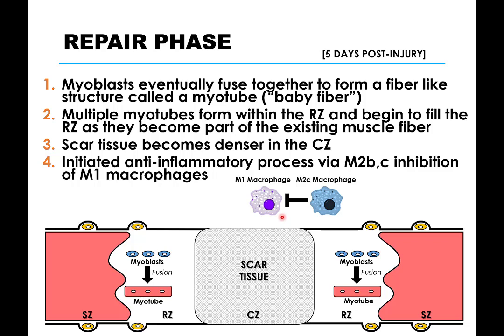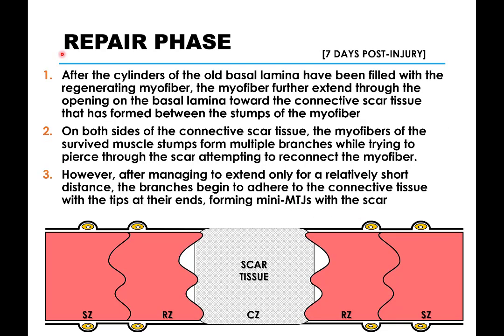This is partly mediated by the M2b and c polarized macrophages. So these macrophages are programmed to essentially inhibit the M1 pro-inflammatory macrophages. It deprograms these macrophages. You can think of the M2b and c as anti-inflammatory macrophages. Now we enter the final stages of the repair phase, where regeneration has progressed to the point where mature functioning myofiber segments have filled the majority of the regeneration zones and have extended the fiber stumps of the surviving zone inward towards the scar tissue in the central zone.